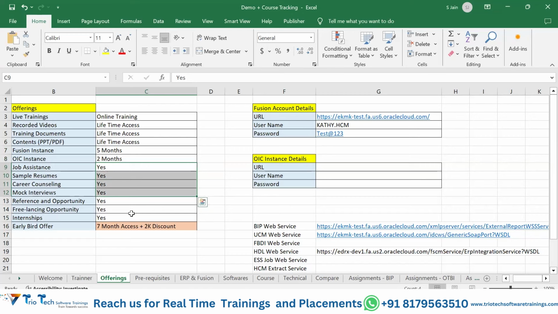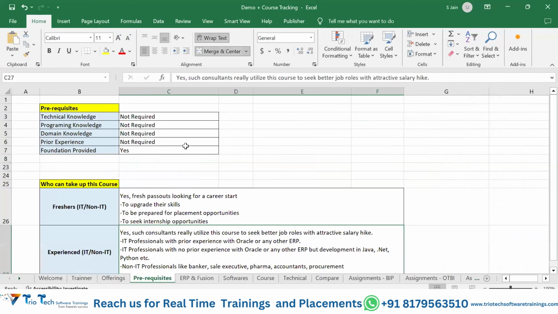If you get yourself trained, we will provide internship opportunities and freelancing opportunities as well. In addition, if you enroll within 2 days after the session, there is an early bird offer where you get 7 months of access plus a 2000 discount. From the first day of enrollment, everyone will get their instance access as well as their user access.